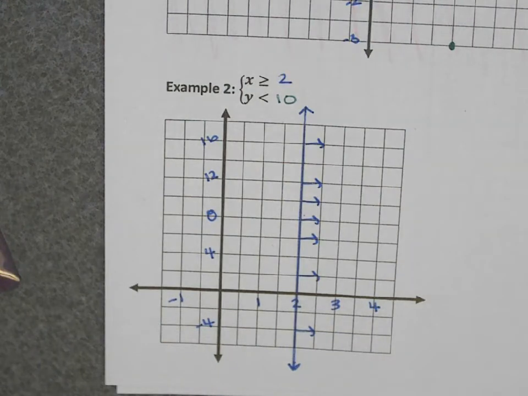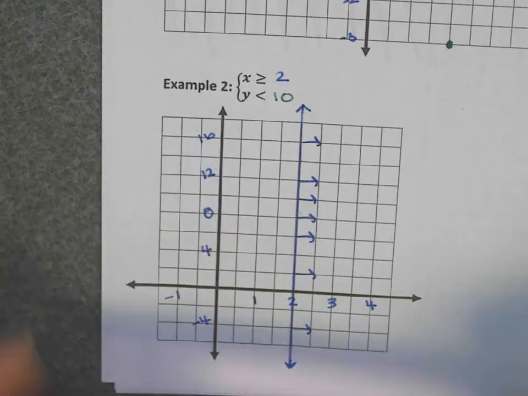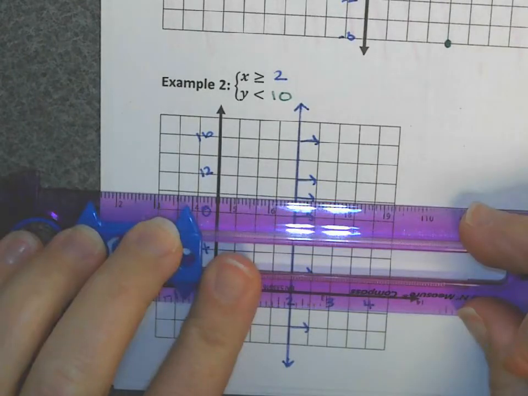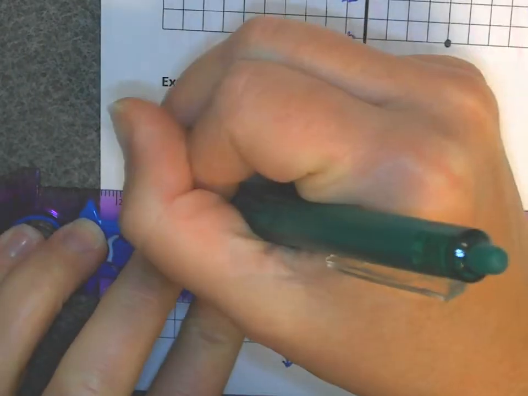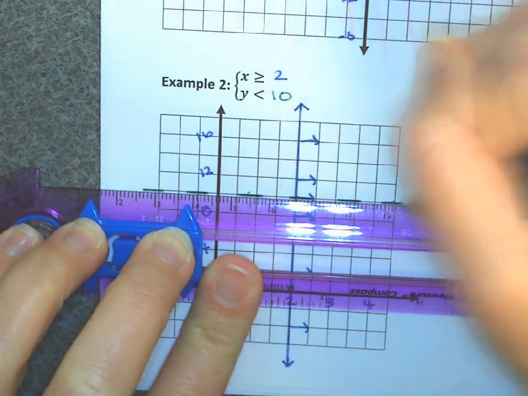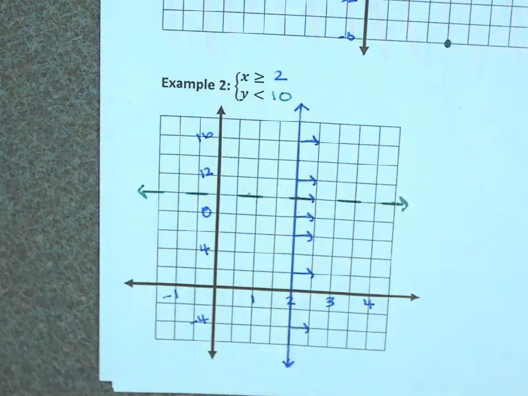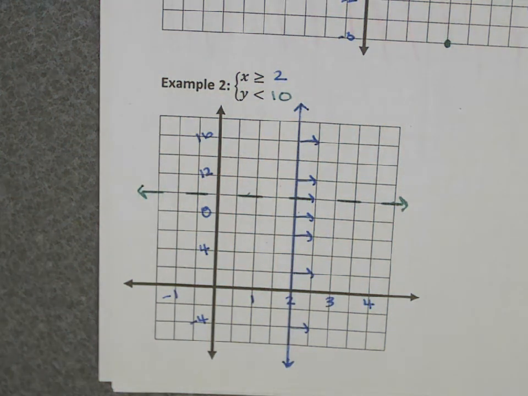All right, y is less than 10. What kind of line is y is less than 10? What does this line look like? It's going to be horizontal. Am I going to draw it solid or dashed? Dashed here because it's y is less than. So it's a horizontal line. Here's 8, here's 10. I'm going to make that line dashed. So there's the line. It's a dashed horizontal line through the y-axis at 10.